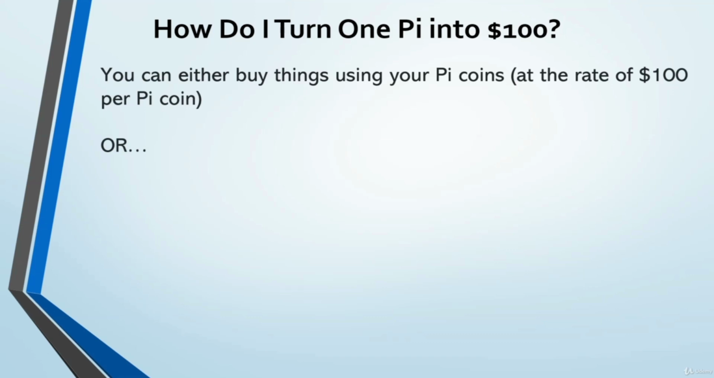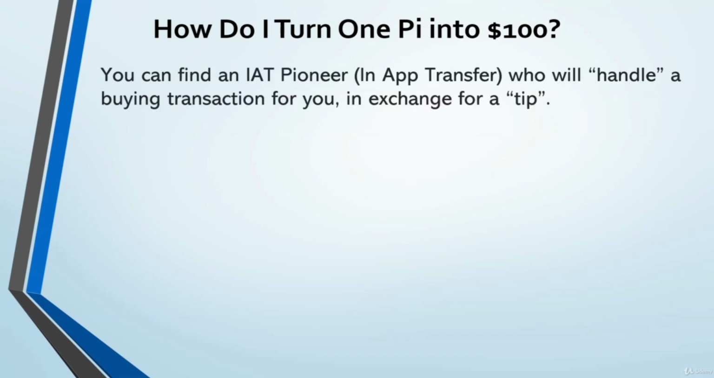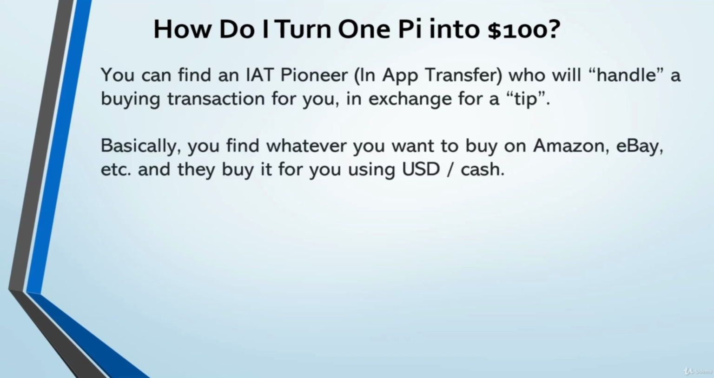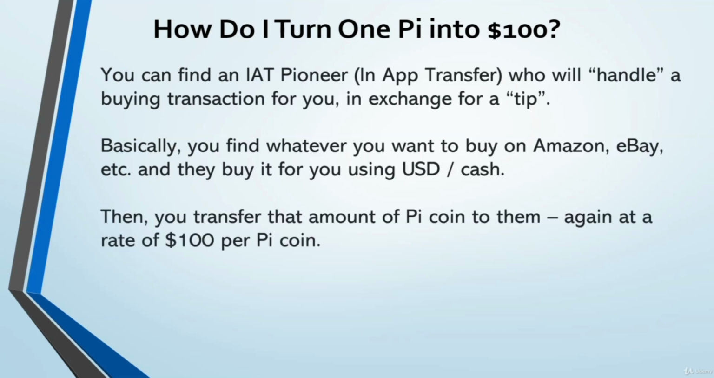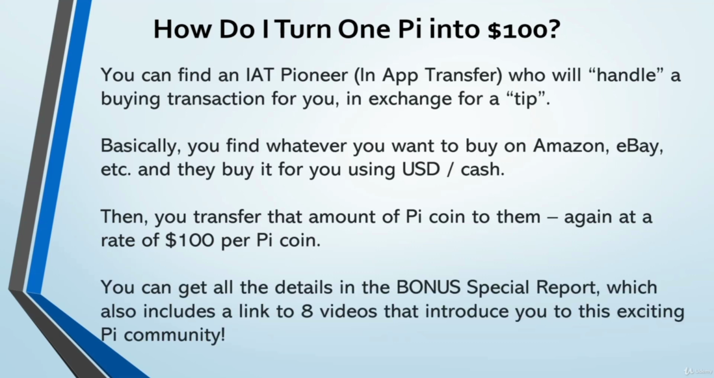Now, you can either buy things using your Pi coins at the rate of $100 per Pi coin, like we said, or you can find an IAT pioneer who will handle a buying transaction for you in exchange for a tip. Now, how does this work? Basically, you find whatever you want to buy on Amazon, on eBay, or wherever you want on the internet, and they buy it for you using US dollars, cash. And then you transfer that amount of Pi coin to them, again, at a rate of $100 per Pi coin. Pretty amazing, right?